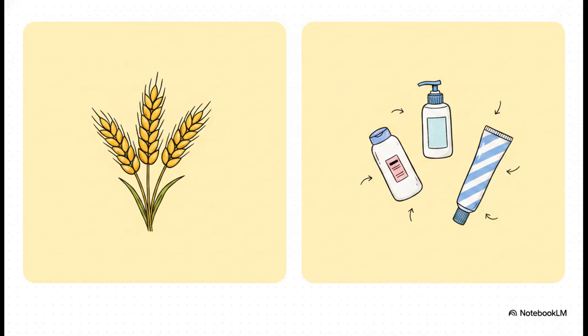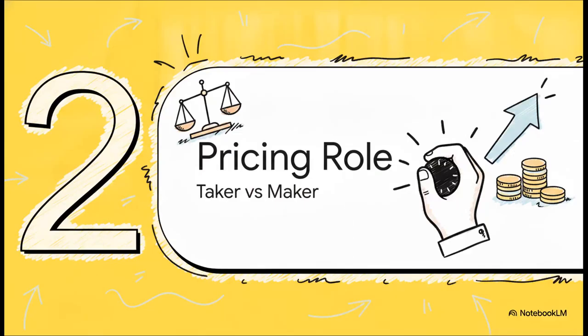But on the monopolistic side, that market survives on products being close, but definitely not perfect substitutes. They differ in quality, maybe design, or packaging. That differentiation is the absolute beating heart of monopolistic competition. Moving on to split 2, pricing role. Are you a price taker or a price maker?